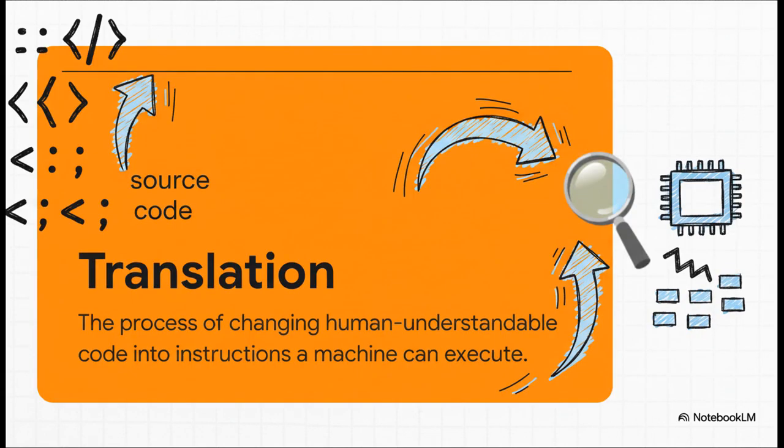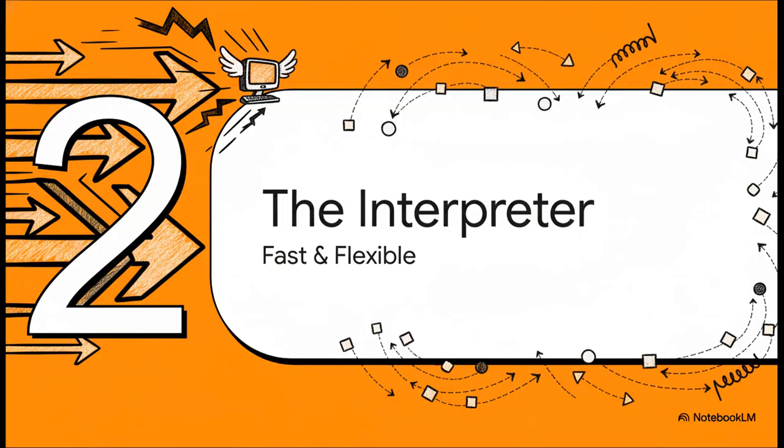Well, that's where this magic word comes in, translation. It's the whole process of turning our source code, the stuff we can actually read and write, into machine code, the only language the processor actually speaks. Without translation, our code is just a fancy text file. With it, it comes to life. Okay, so with that in mind, let's meet our first method for doing this translation.